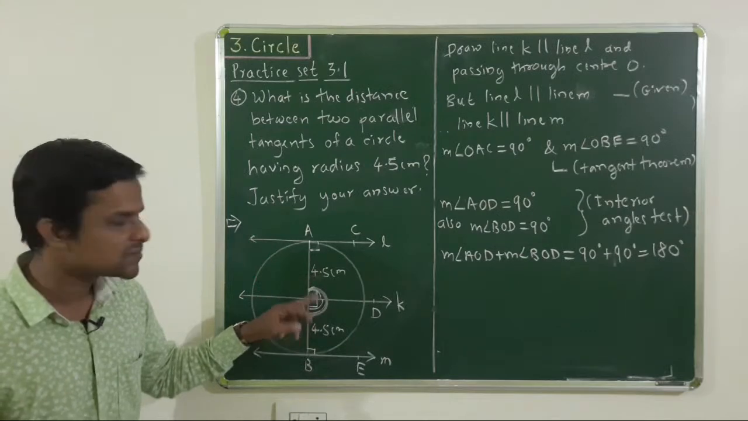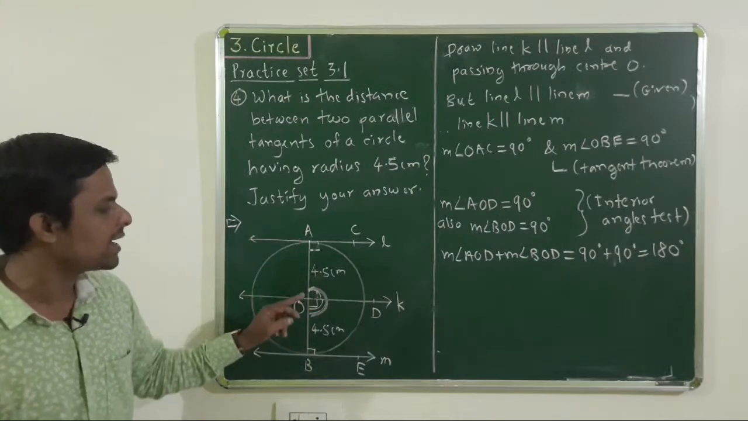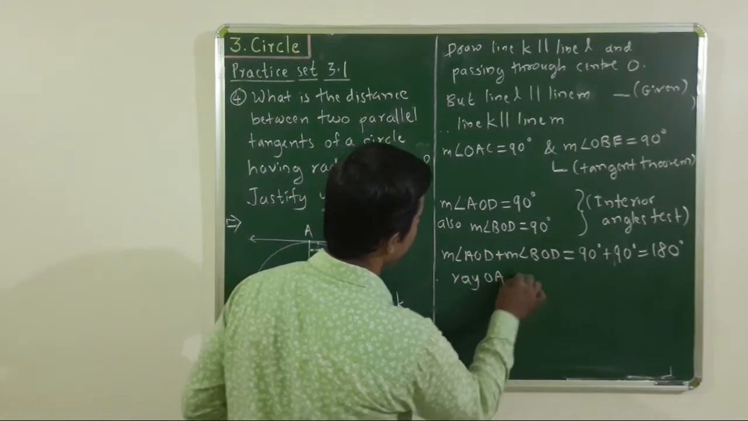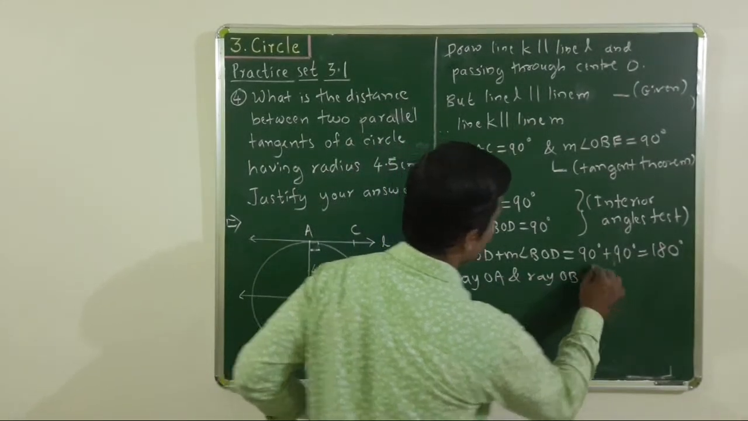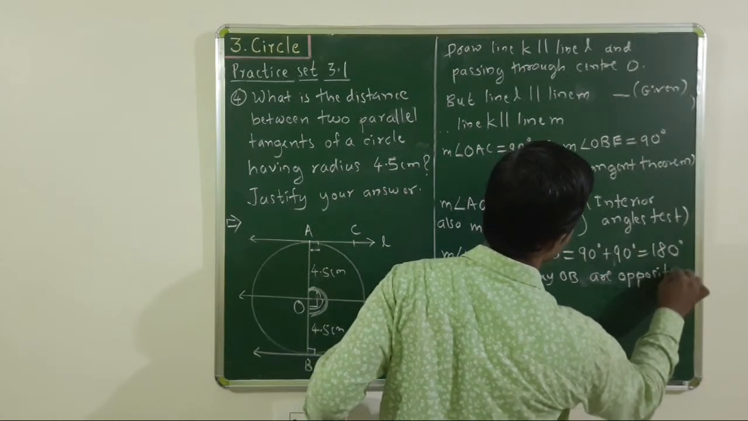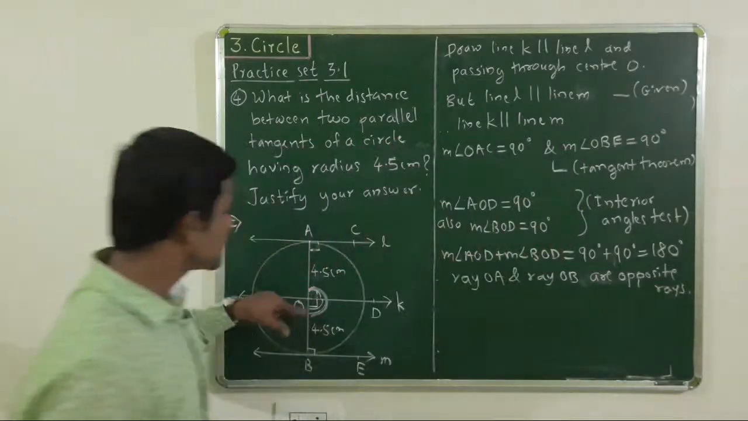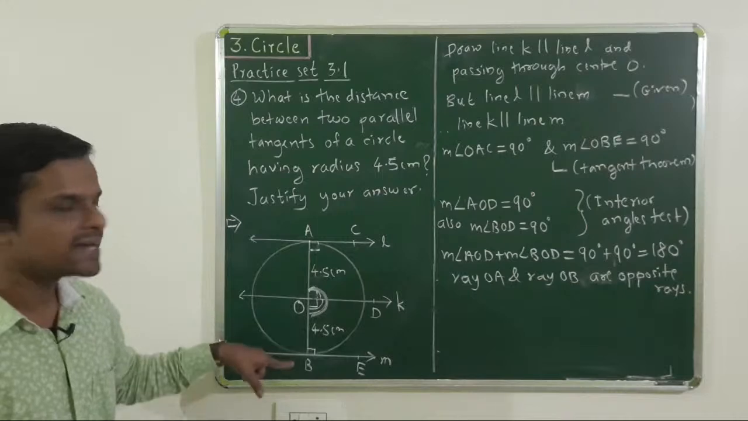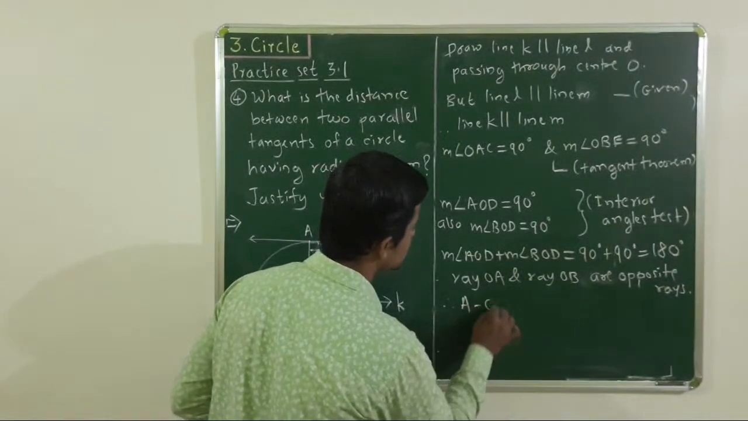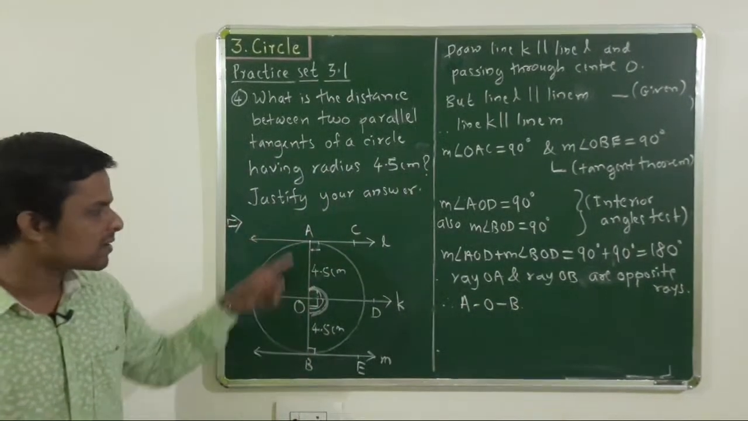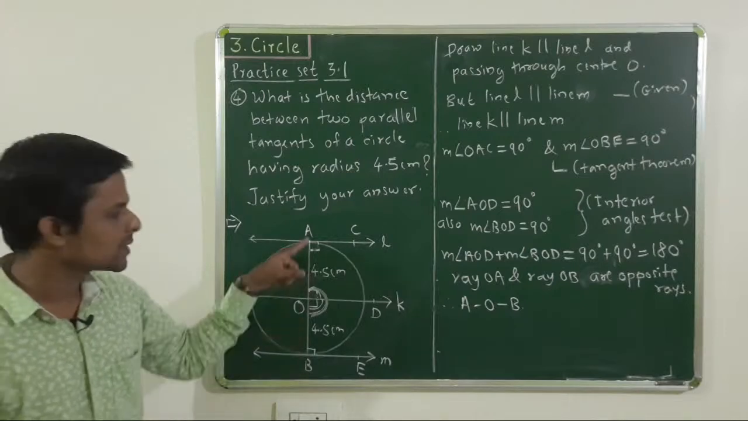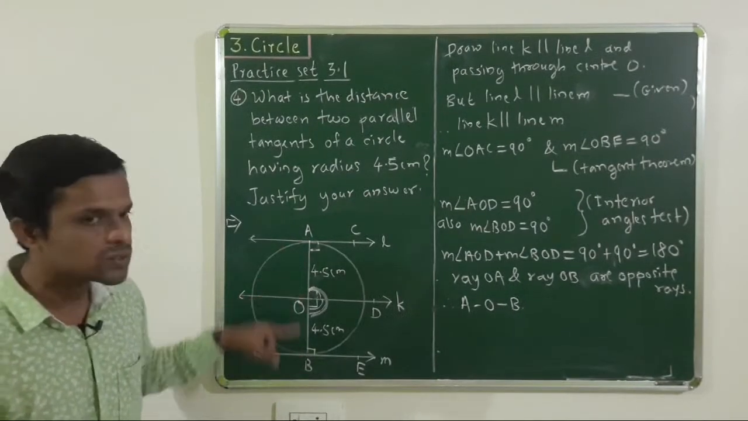Listen again, since these two angles form a linear pair, hence ray OA and ray OB are opposite rays. And since these two rays are opposite rays, all these 3 points lie on the same line. Hence A-O-B. And since these 3 are on the same line, we can add AO and OB and we'll get AB. Means AB is equal to AO plus OB.